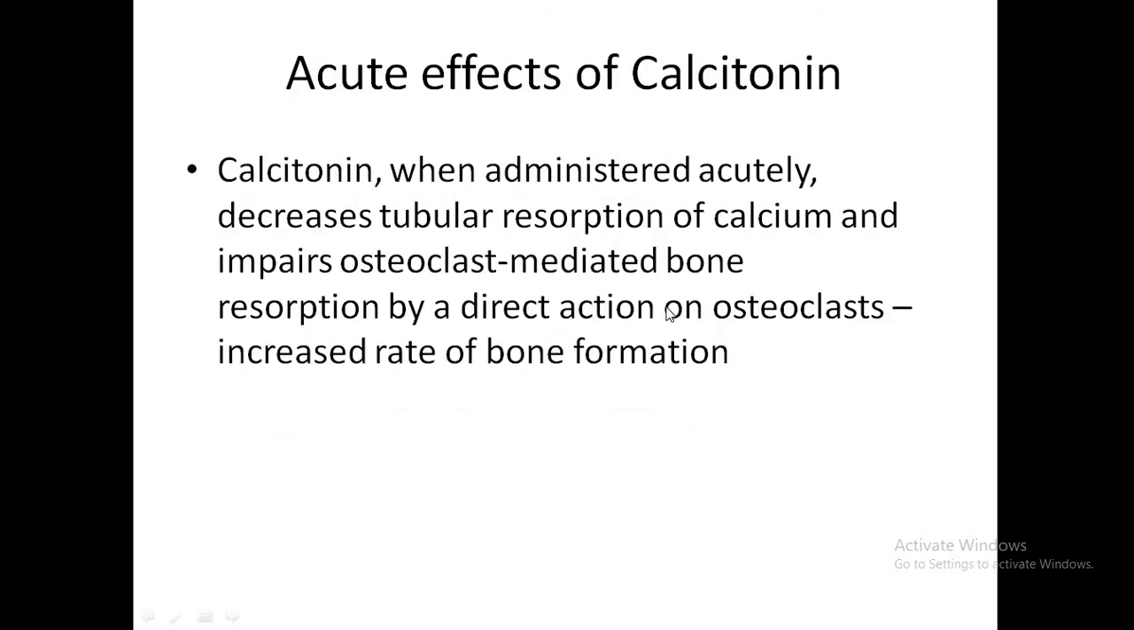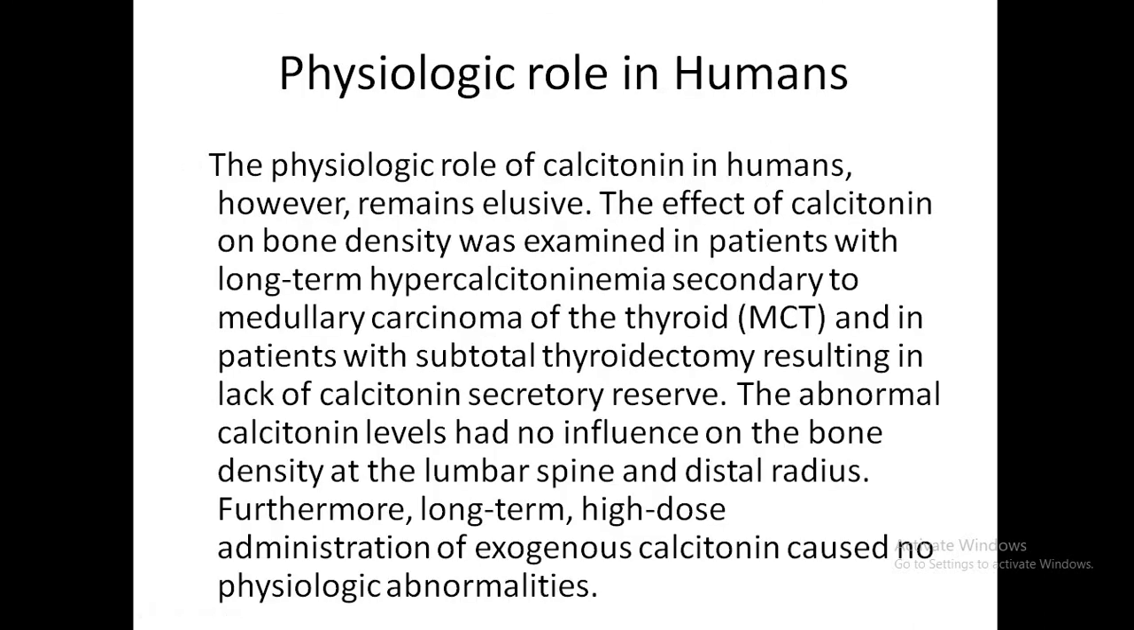Acute effects of calcitonin. When administered acutely, it decreases tubular resorption of calcium and impairs osteoclast-mediated bone resorption by a direct action on osteoclasts. So this results in increased rate of bone formation. The physiological role in humans is not very clear.